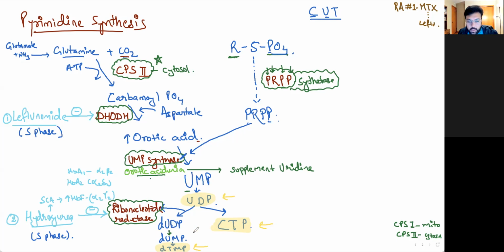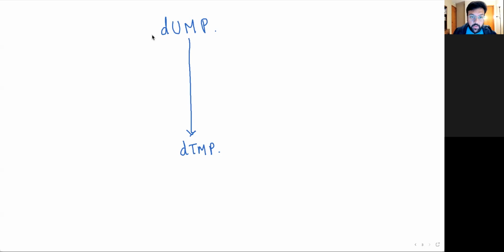Perfect. Now here I'm going to zoom in on the next page. dUMP to dTMP conversion. So I'm going to just start off with dUMP, and this slide is going to be extremely important. Deoxyuridine monophosphate. We want to somehow convert this into deoxythymidine monophosphate. We want to convert dUMP into dTMP. This happens with the help of one very important vitamin. And what is that?